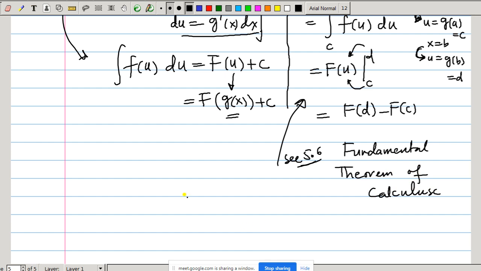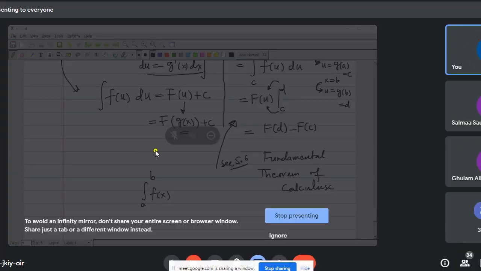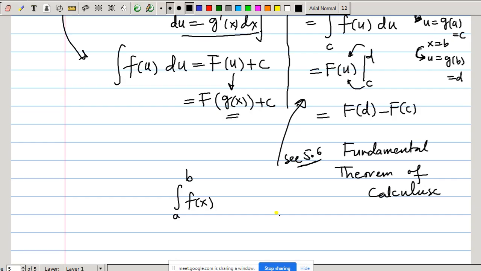If I am integrating from a to b f of x. Okay, do you have any question or anything? I think I got some notification here.